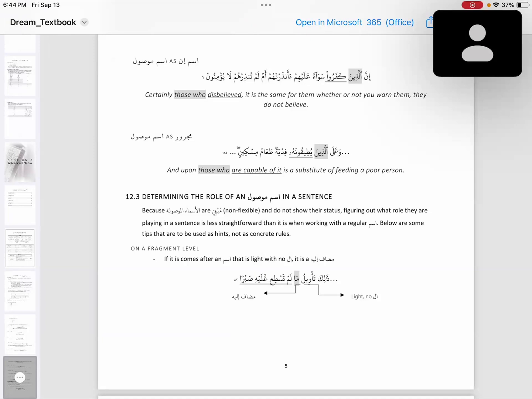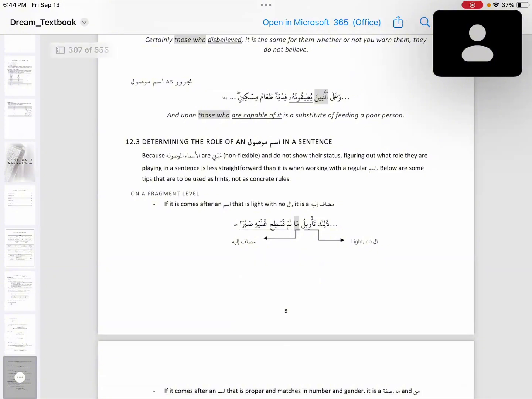Determining the role of an ism mawsul in a sentence. Because asma al-mawsula are mabni, non-flexible, they do not show their status. Figuring out what their role is in a sentence is not that straightforward. On a regular ism, we know the status by the signs: dhamma, fatha, kasra. But on asma al-mawsula, because they are mabni, they show the same form in all three statuses. So how do we determine?